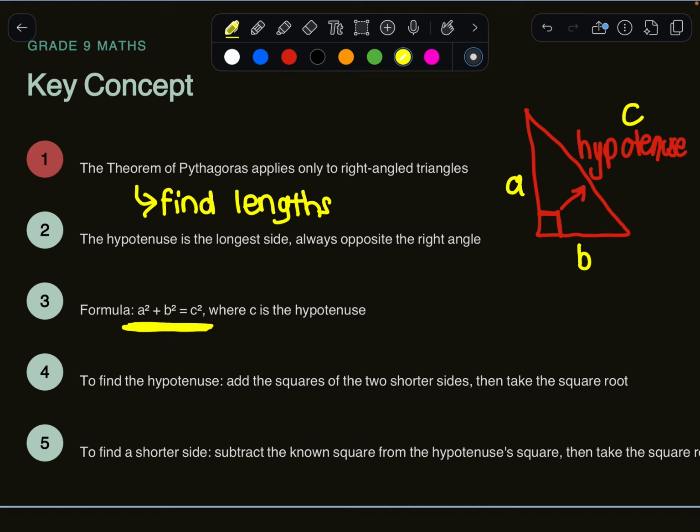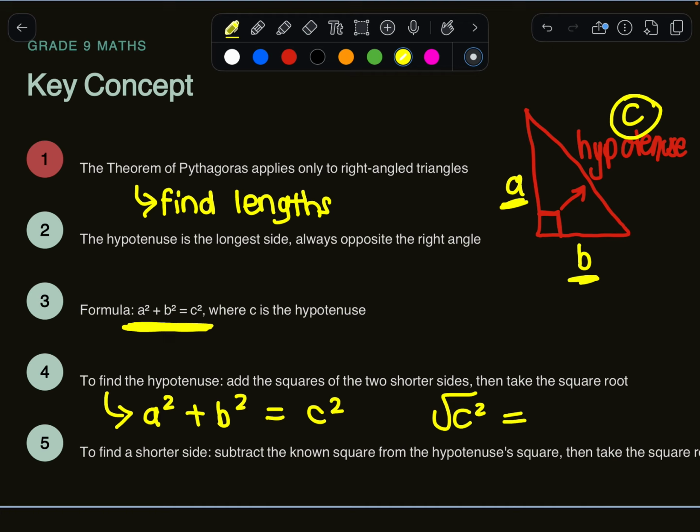To find the hypotenuse, if you were trying to find C, you didn't know C, but you knew A and B, then you would use the formula just as it is. So you would say A squared plus B squared, and that would give you C squared. Once you had C squared, you could then square root the C squared, and you could get your answer for C.